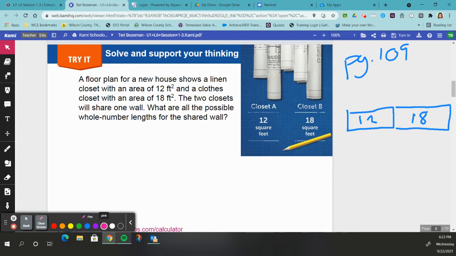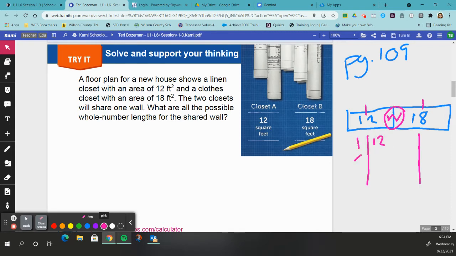How do we find the area of a rectangle? Well, we would do length times width for each one. So they could possibly share one of these that you are multiplying together. When we multiply two numbers together to get to a product, then we are finding factors. So if I find my factors of 12 and I find my factors of 18, I should be able to see some of them that are the same. So my factors of 12, we talked about those just a little bit ago.